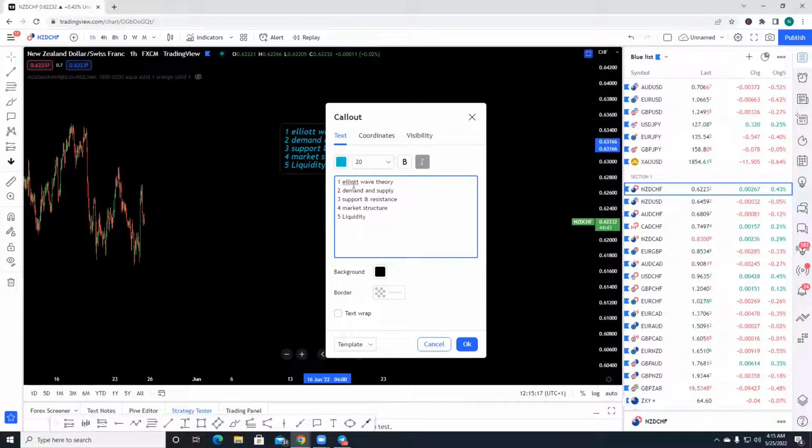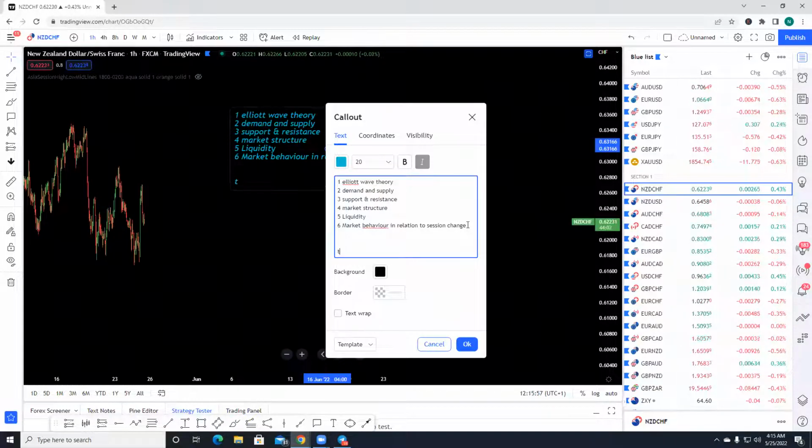And then number six, market variation or market behavior in relation to session change. Right, these are the things that I use, guys, in doing my top-down analysis.